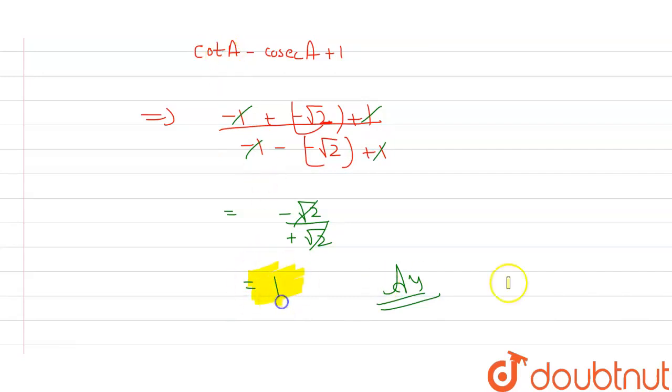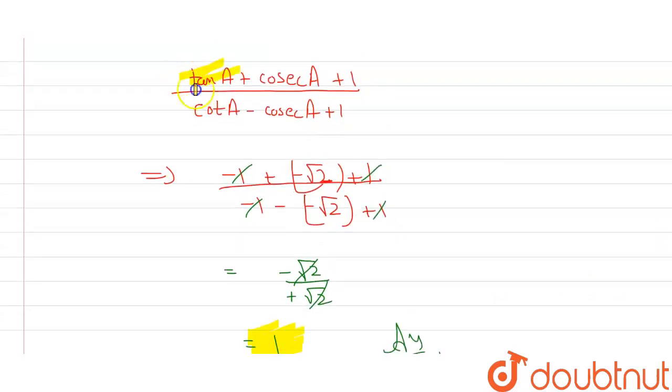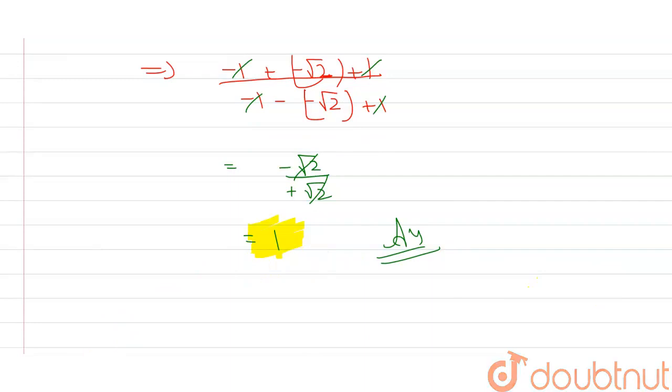So basically I can say that the solution for this term, tan A plus cosec A plus 1 divided by cot A minus cosec A plus 1, is coming out as 1. So this is the answer we are looking for.